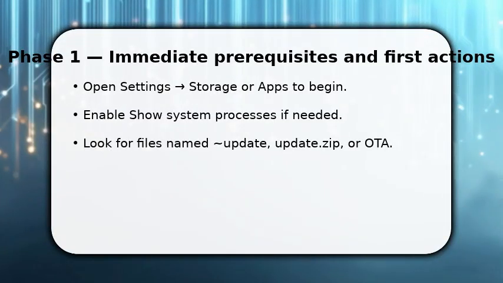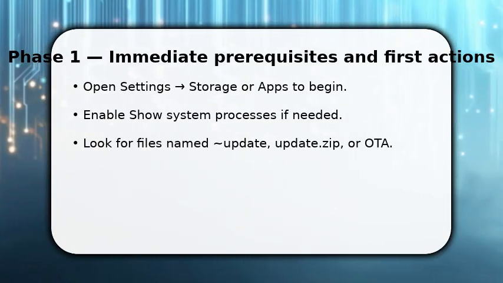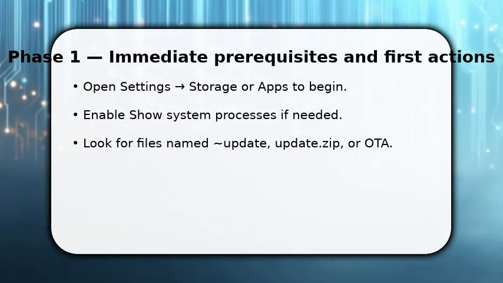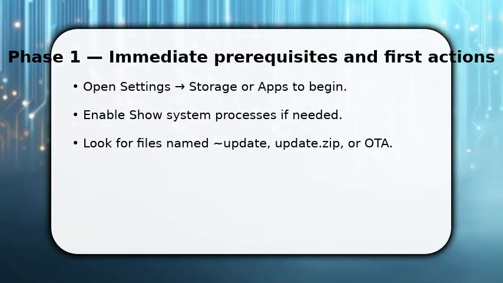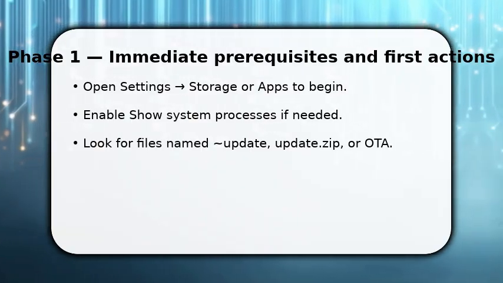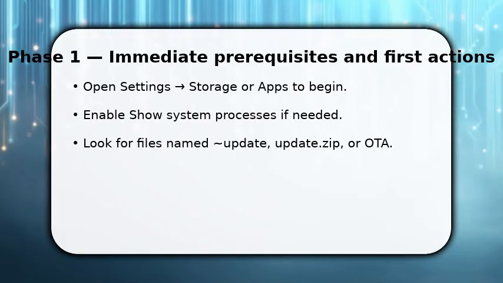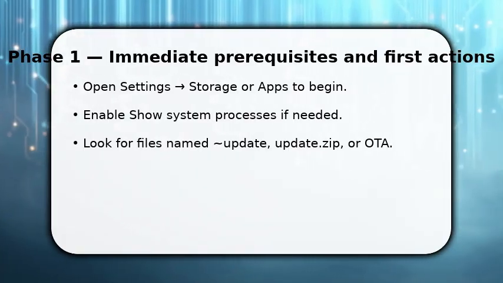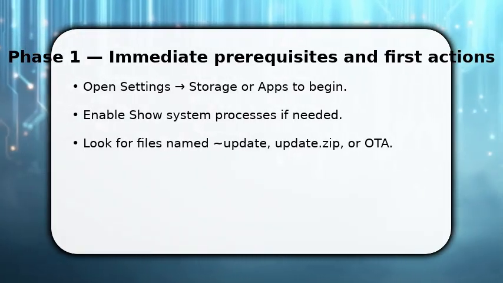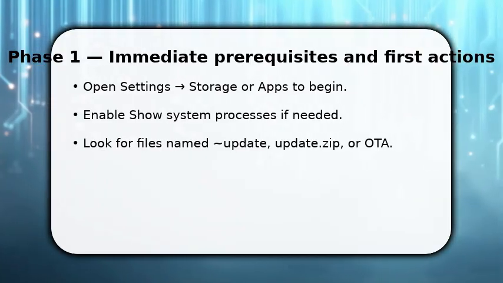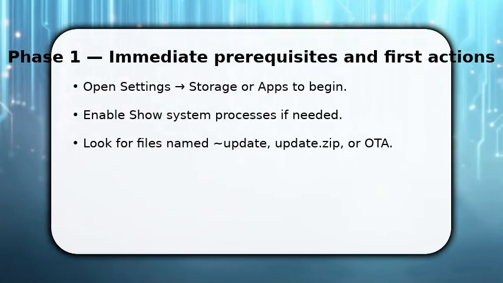You start by finding the update package. Open settings and go straight to storage or apps, don't stall. Once in storage, tap cached data or explore downloads, and make sure to show system processes if you don't see anything. You're looking for names like update, zip, OTA, or software update. These are the files that hold the downloaded system update.